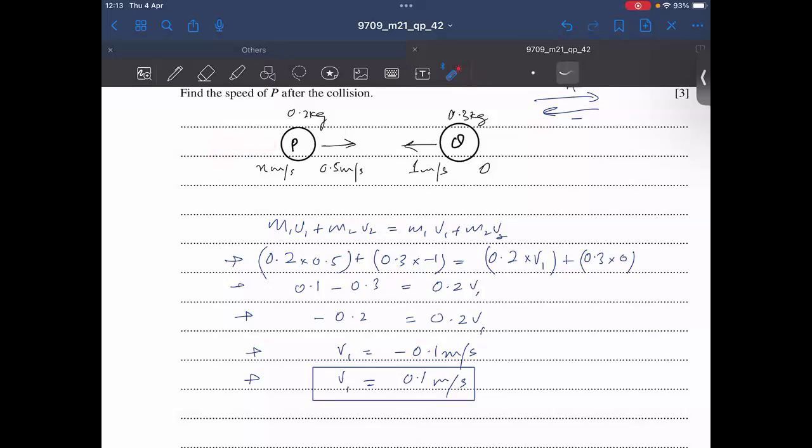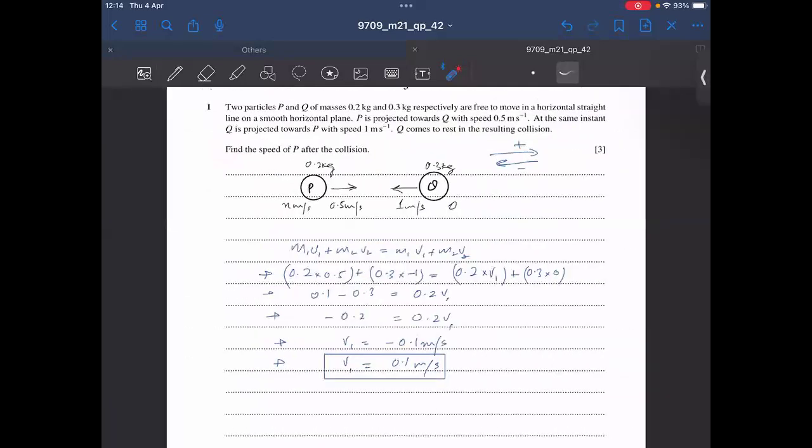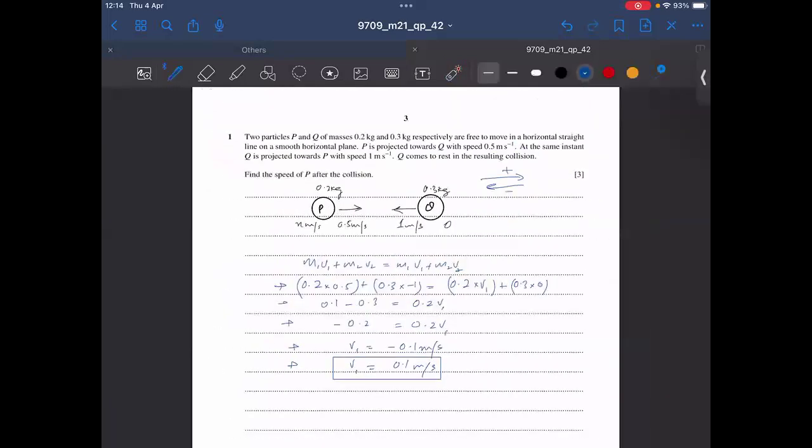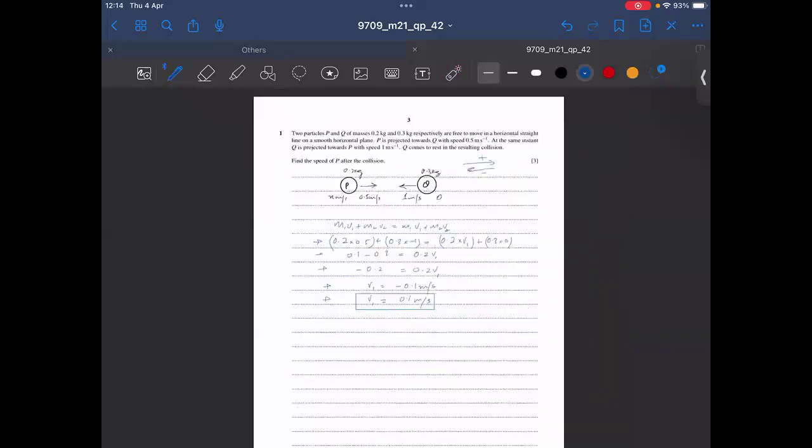But because the question asks you to state the speed, you don't need to include this negative sign, because this is denoting the direction. We are not asked to state the velocity of P after collision, we are asked to state the speed of P after the collision. So I have written it down in the next step, and I've just removed this negative sign and written down the magnitude, which is 0.1 meter per second. Is it clear, both of you? Yes, sir.